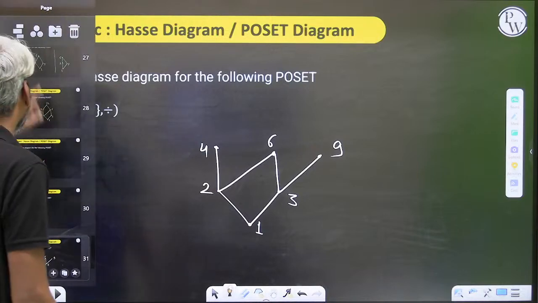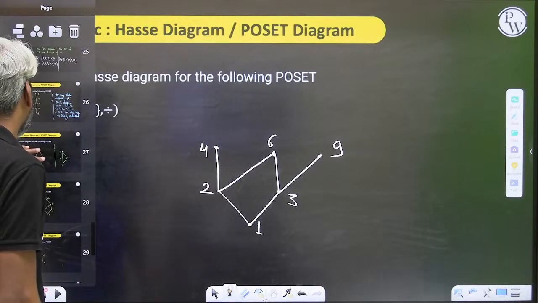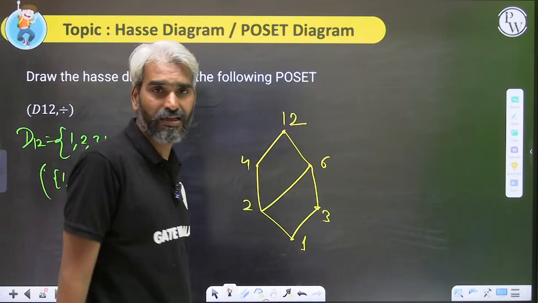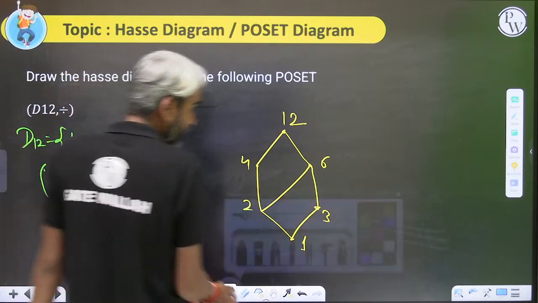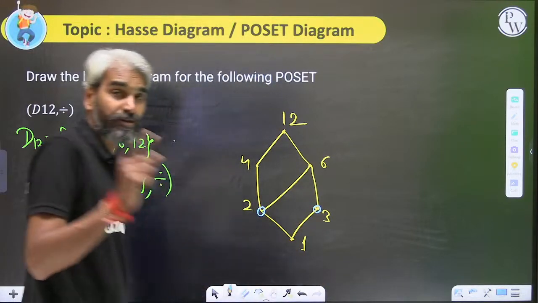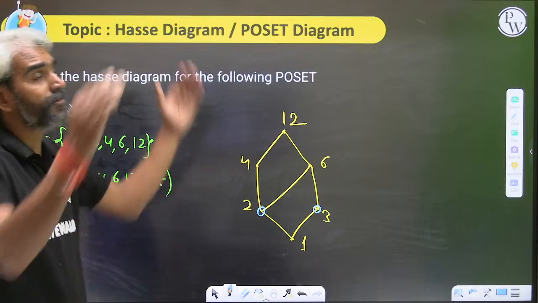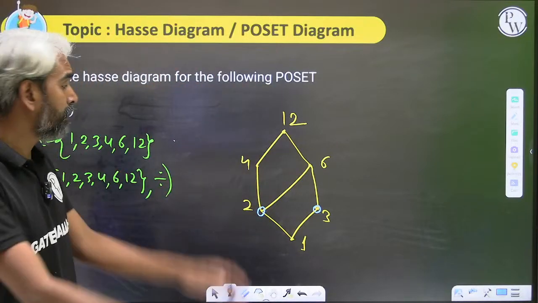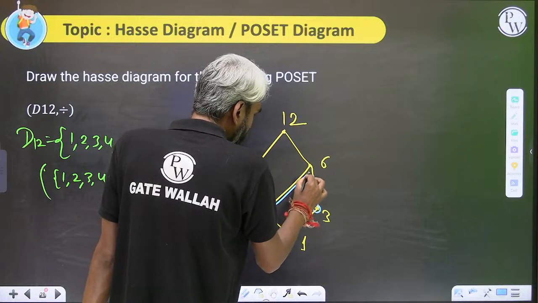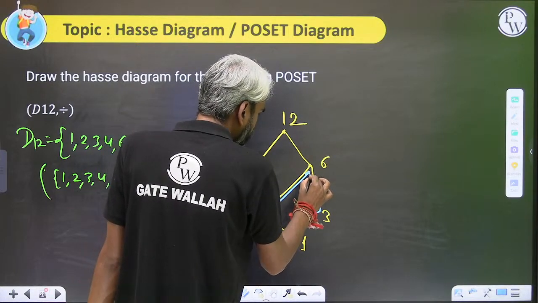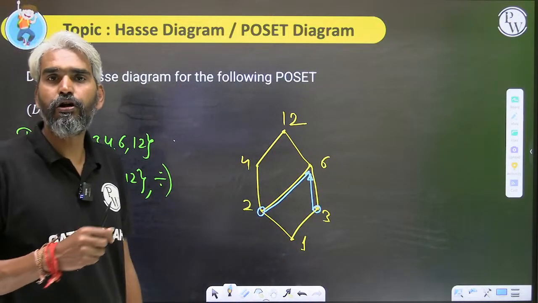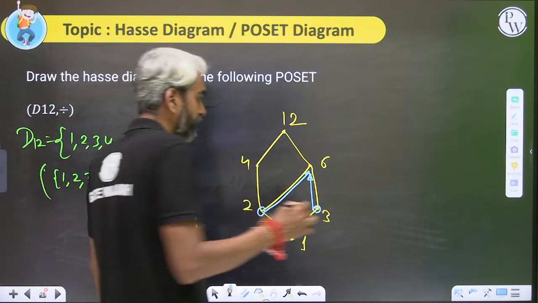Now let's go back and try to understand certain things. We were just discussing the concept of least upper bound and greatest lower bound. If somebody asks you what is the least upper bound of 2 and 3, we are going in the upward direction. The element at which 2 and 3 join at the upper side will be called the least upper bound of 2 and 3.